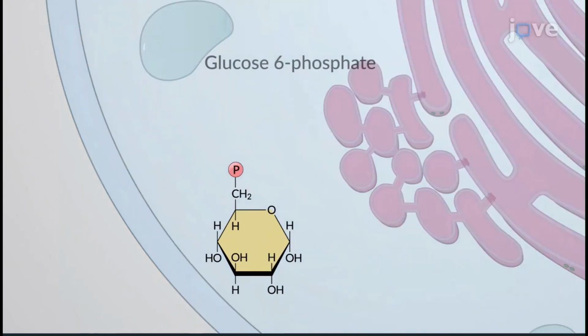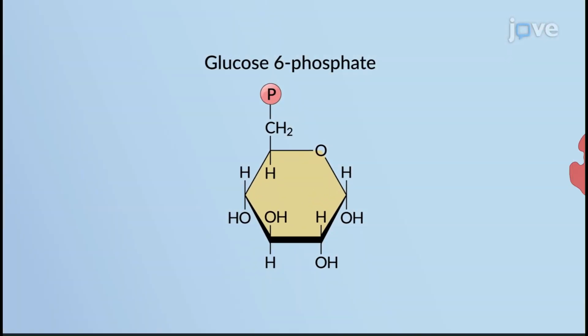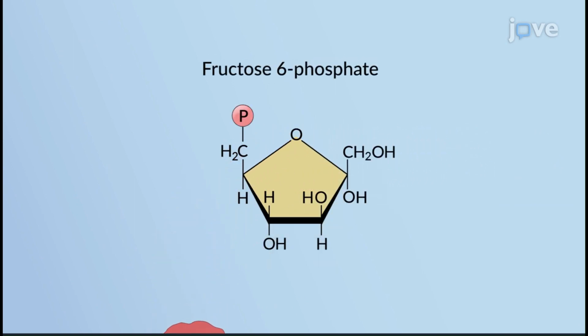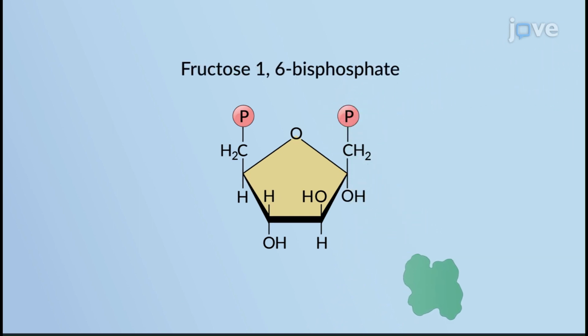Next, the enzyme phosphoglucose isomerase catalyzes the conversion of the phosphoglucose into one of its isomers, fructose 6-phosphate. The fructose 6-phosphate can now be phosphorylated by a rate-limiting enzyme, phosphofructokinase, to produce fructose 1,6-bisphosphate.